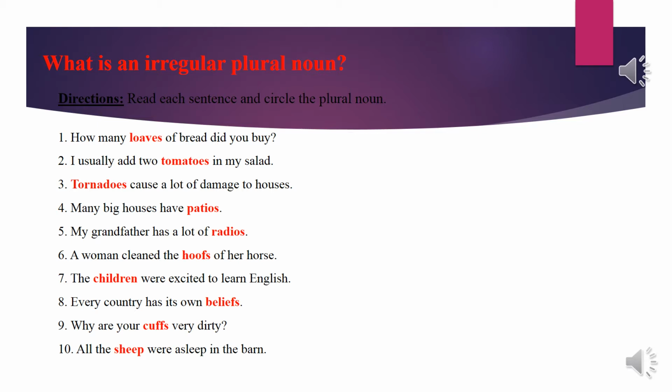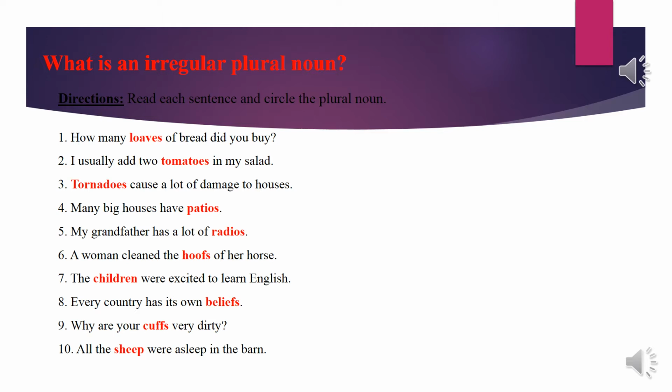Directions. Read each sentence and circle the plural noun. Number 1. How many loaves of bread did you buy? Number 2. I usually add 2 tomatoes in my salad. Number 3. Tornadoes cause a lot of damage to houses. Number 4. Many big houses have patios.